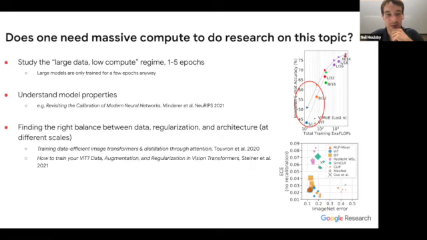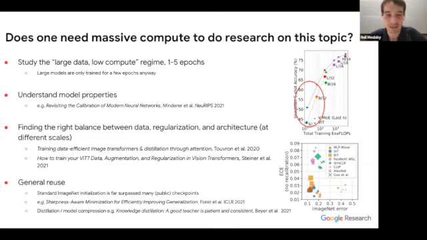A lot of interesting findings there. Number three, finding the right balance between data regularization and architectures. There's sort of these global optima that seem to work well, that require getting this balance right, and there's various work in this direction. And finally, general reuse.